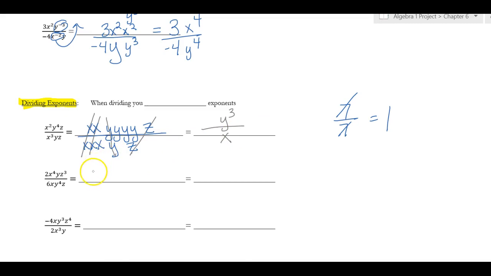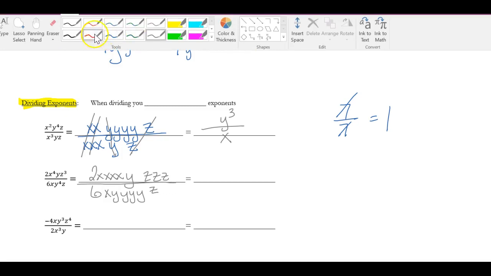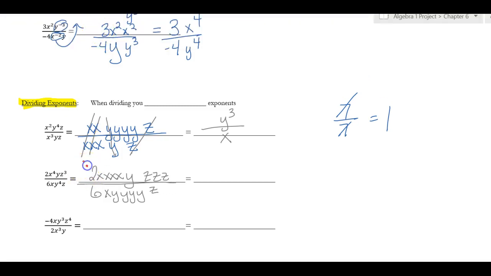All right, so here, 2, and then I have 4 x's, a y, and then 3 z's, over a 6, 1 x, 4 y's, and a z. Okay, so when you do numbers, you have to actually reduce. I can divide this by 2 and divide this by 2. And so I get 1 over 3.